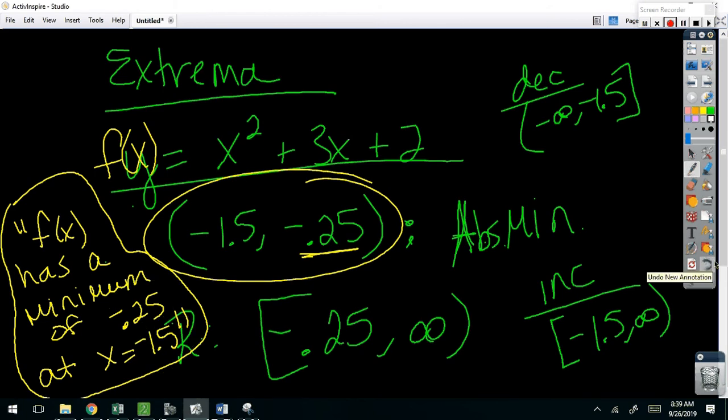Yes, sir. Why is this stuff called extreme? Because it's extreme points. It's on the extreme end of the graph. Just, I don't know. It just is.